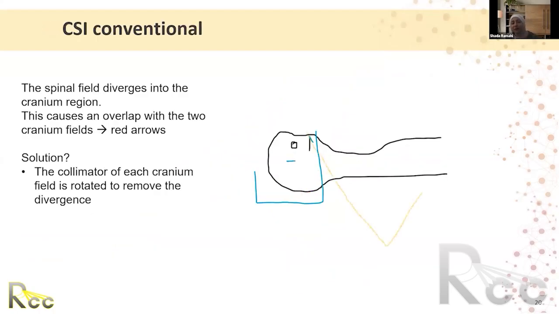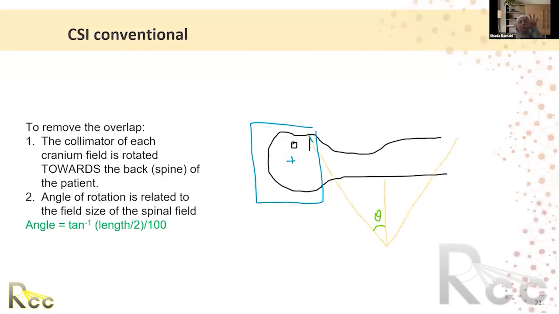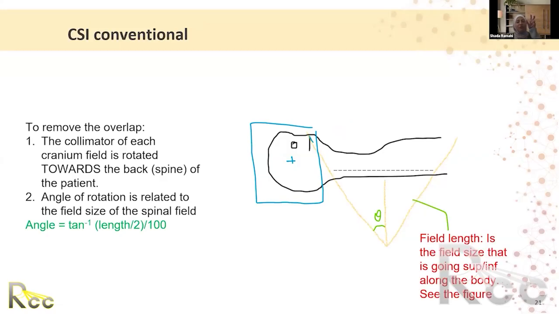But we still have another problem. The spine field itself is now going inside the cranium, and you see it here. Depending on where the edges of your beams are, the exit is usually around the lower jaw. So it's either the upper neck or you're exiting from the oral cavity. Both are bad. In this case, the cranium beams are rotated to match the angle. So we rotate the cranium beams and you have a nice match.